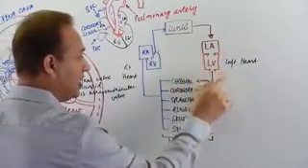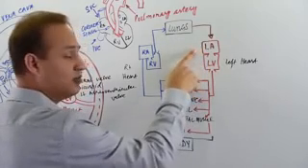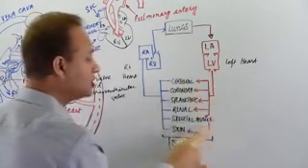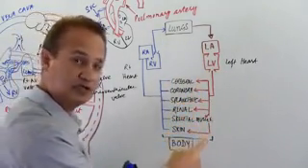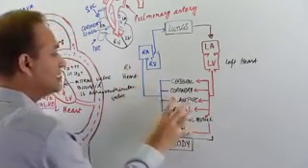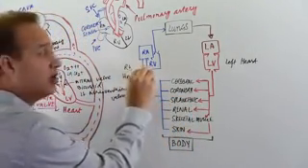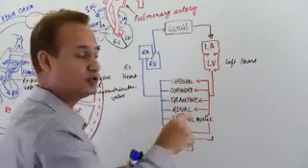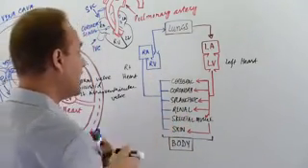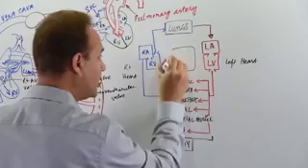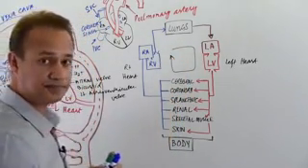Now, the left heart receives blood from lungs and pumps blood to the body or the systemic tissue. Right heart receives blood from the systemic tissue and pumps blood to the lungs. So this is the serial circuit. I would ask you to draw it to understand it.